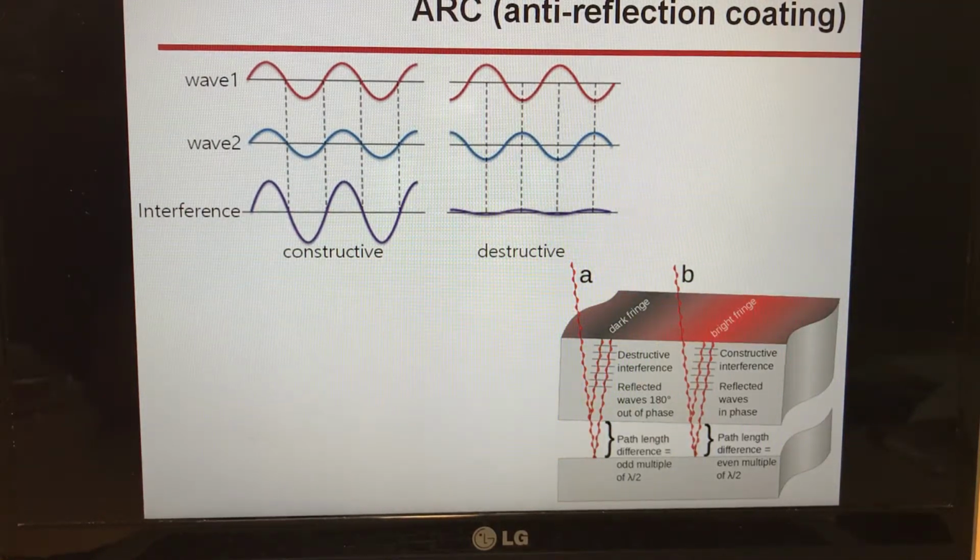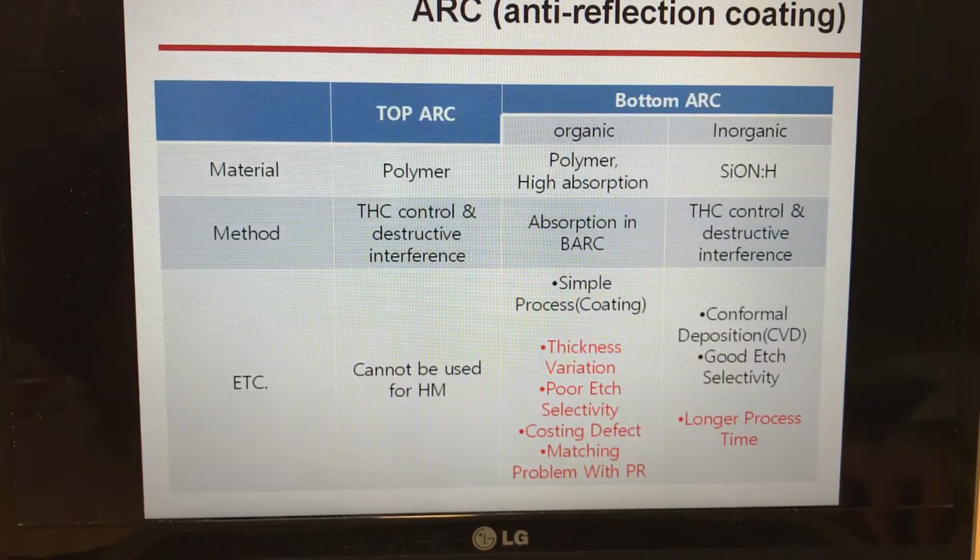Litho cleaning is as important as prevention of reinforcement interference by reflection. So we use ARC, anti-reflection coating, which prevents two lights of different distance from joining and causing reinforcing interference. This is divided into two parts, top ARC and bottom ARC. This depends on where the ARC is placed relative to the PR.